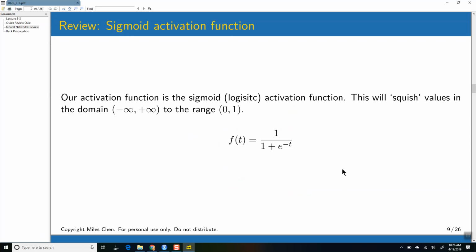And right now we're using the sigmoid activation function, which, again, has fallen out of favor, but it is differentiable everywhere, and it squishes our values to between 0 and 1, okay?